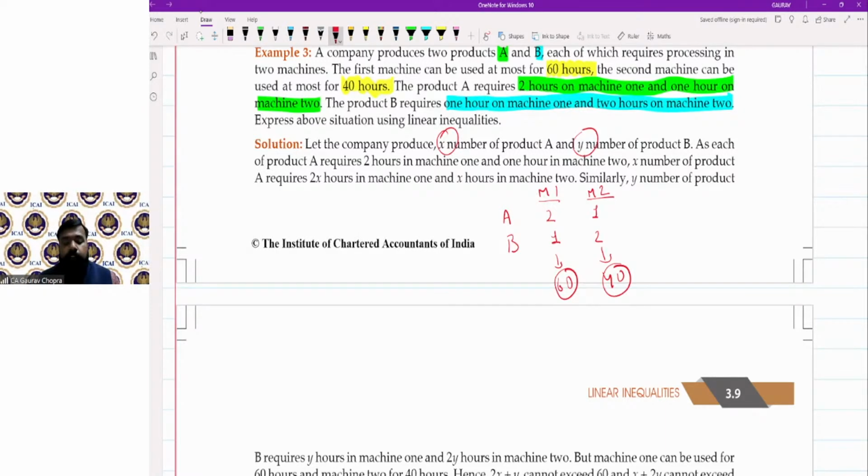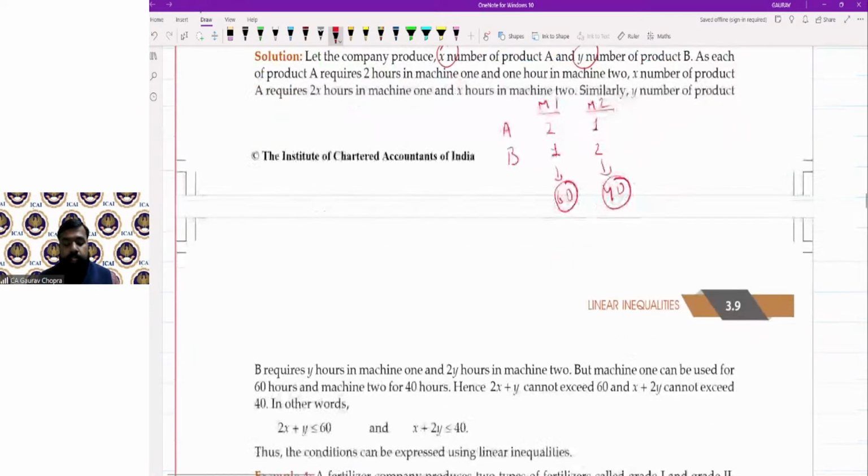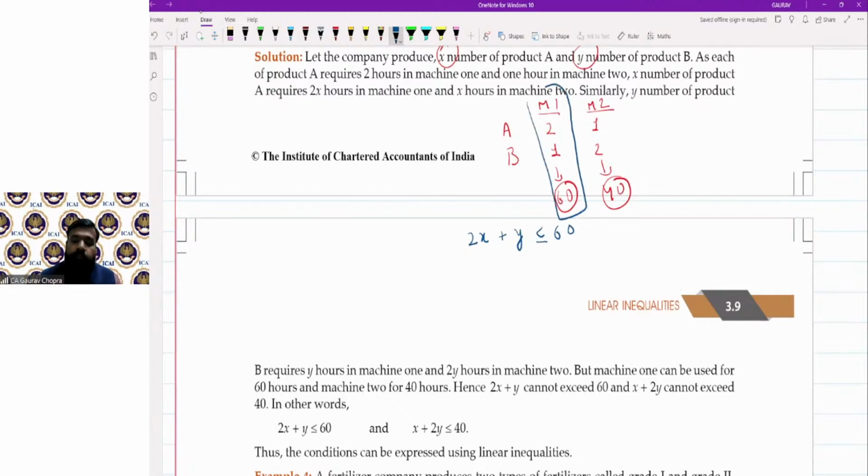2x plus y is less than or equal to 60. So this is the inequality for machine 1. Where there is a constant, the inequality will be formed according to it. So this is for machine 1. Now for machine 2, we have x plus 2y less than or equal to 40. And also by default, x and y should be greater than or equal to 0 because they cannot be negative.